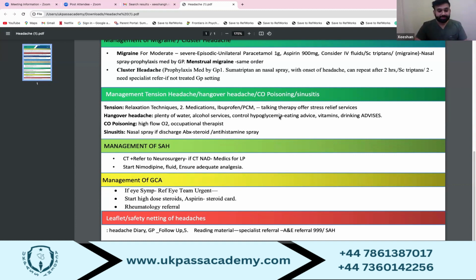Management of GCA: if the patient has eye symptoms, you have to refer to the eye team urgently, okay? And start high dose steroid. In GCA, in PMR, you'll start with high dose steroids, and you will tell them we'll give you a steroid card, and you don't need to stop it. Why you don't need to stop it? Explain to them. Then about the rheumatology referral, you need to refer to the rheumatologist as well.